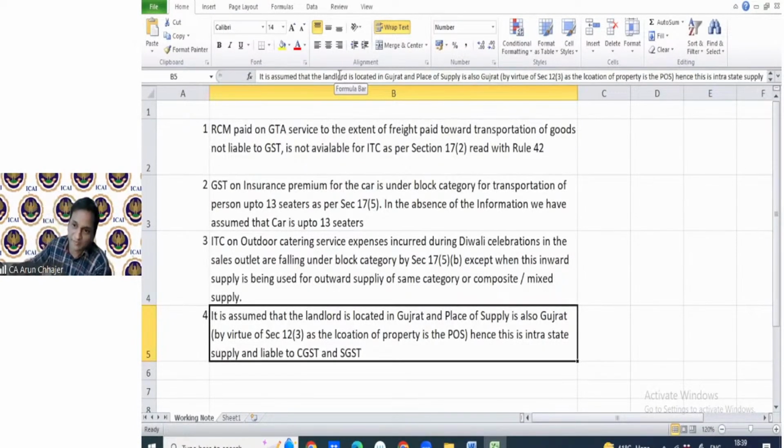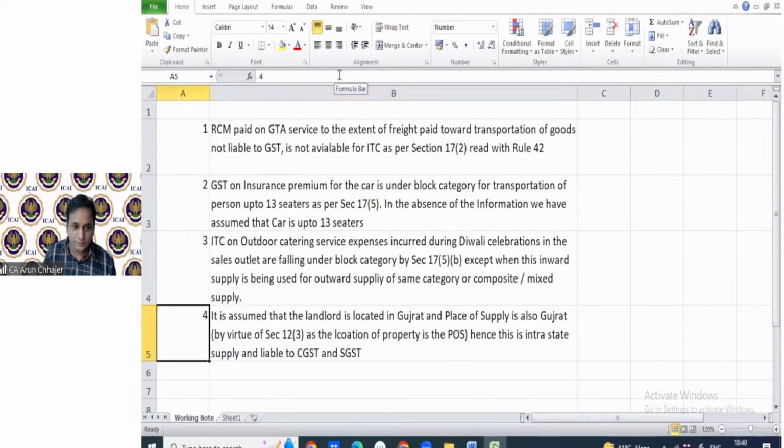Sure, Janvi. After this class, I will upload the PDF of the question, not this practical problem I am solving, but I will definitely upload the PDF of the question. You mean the PDF of the question, right? Absolutely correct.